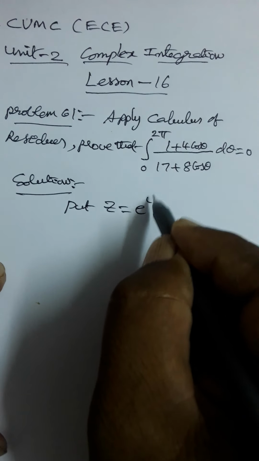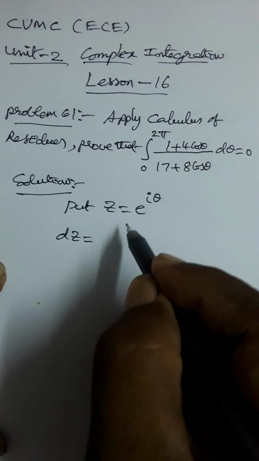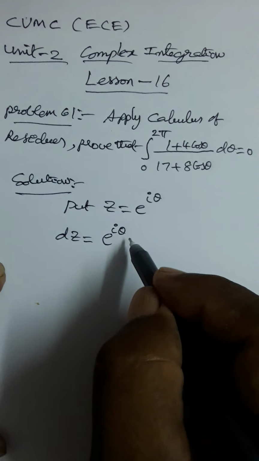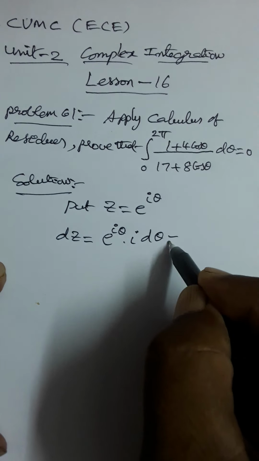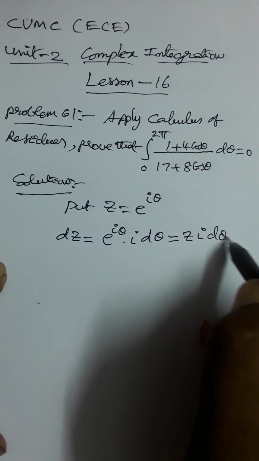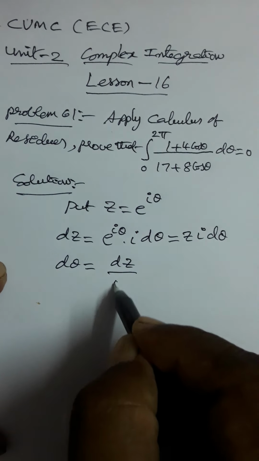z is equal to e power i theta. dz is equal to e power i theta, derivative of e power i theta into i into derivative of theta, d theta. e power i theta is z. From this, d theta is equal to dz by iz.